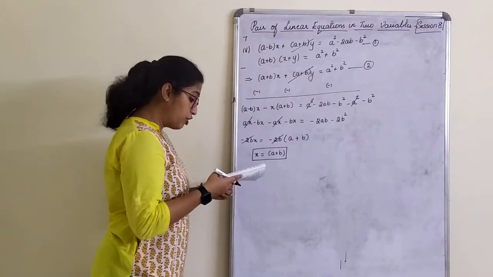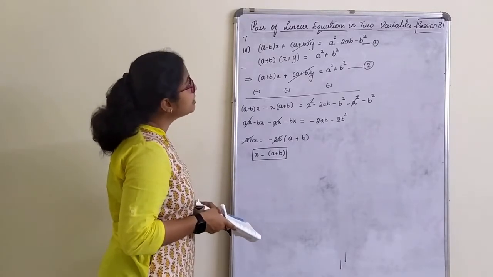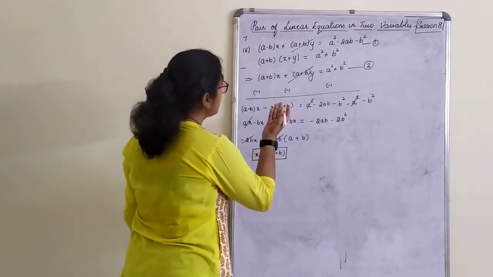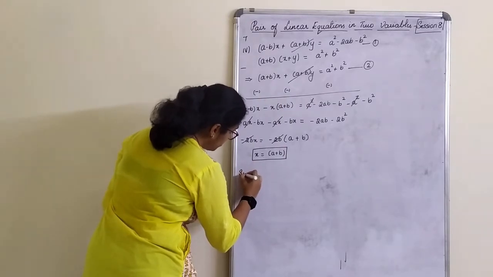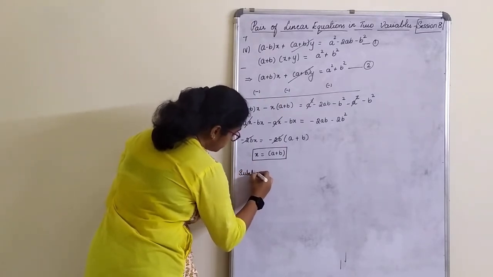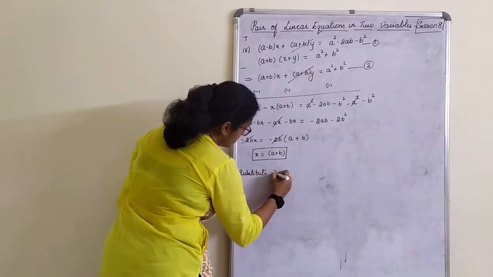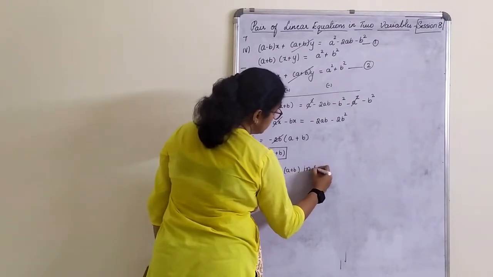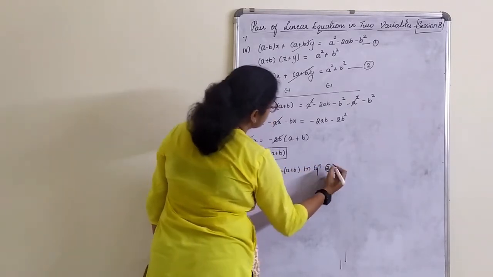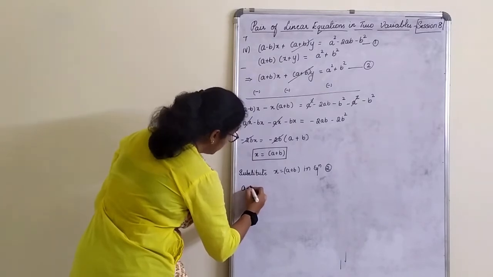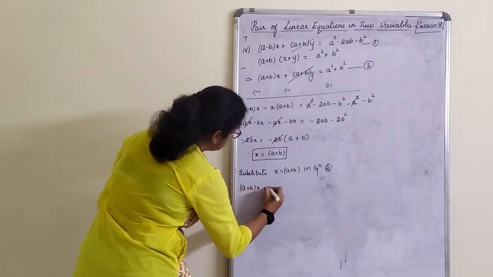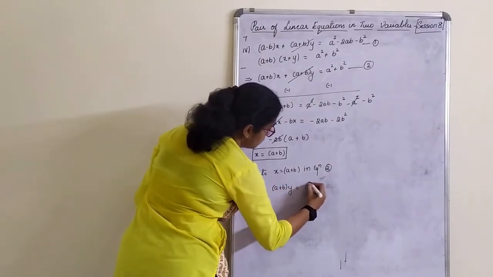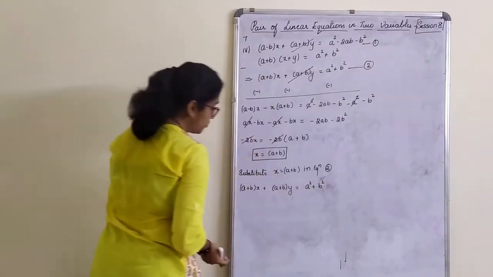Okay, now we have got x value as a plus b. Let me substitute and get the y value. In which equation do you want to substitute? Any equation. Let me take equation 2. Okay, substitute x is equal to a plus b in equation 2. So write the second equation, (a plus b) of x plus (a plus b) of y is equal to a square plus b square.